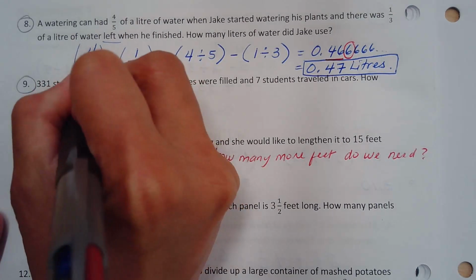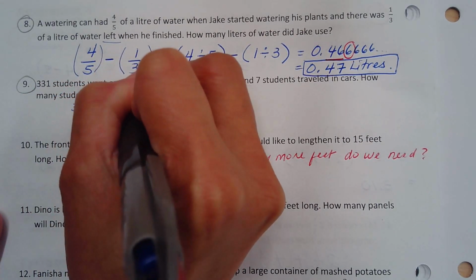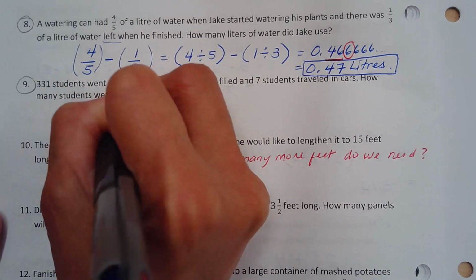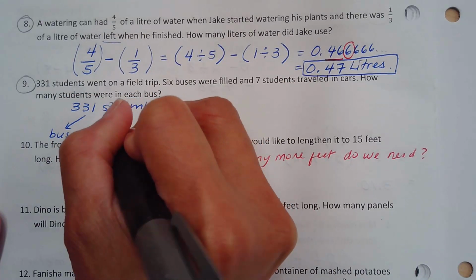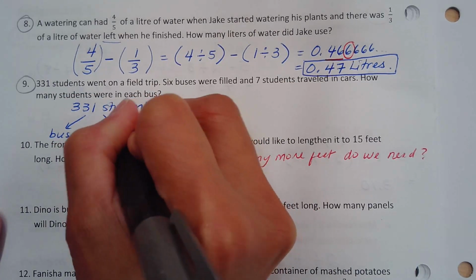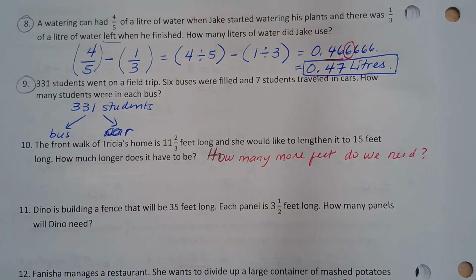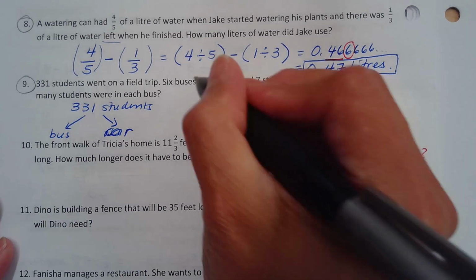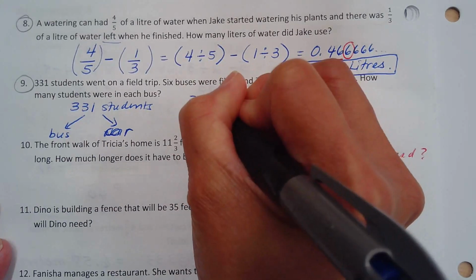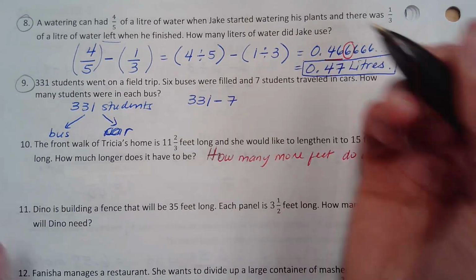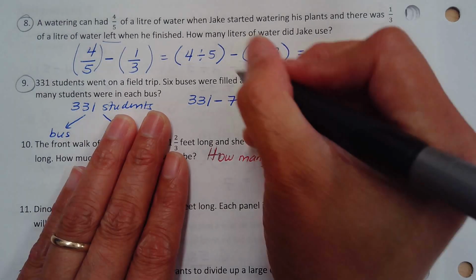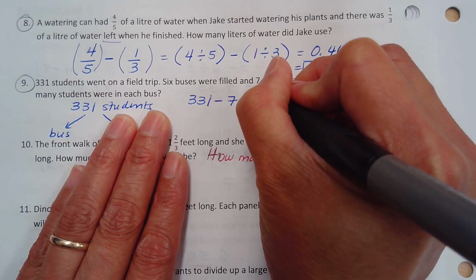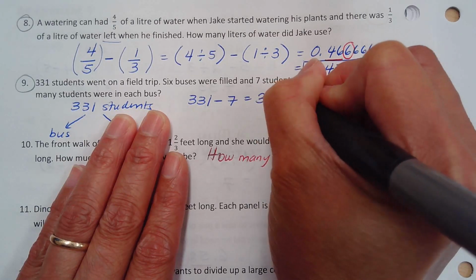Okay, so here we go. 331 students, right? So some students went to where? Bus. Some went in the car. Let's put car. So what can we do? Shawnee said subtract. So you had 331 students, and if you take away the people who went in the car, how many is left over? 324, right?